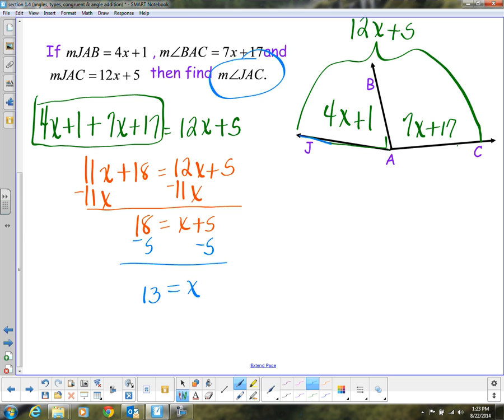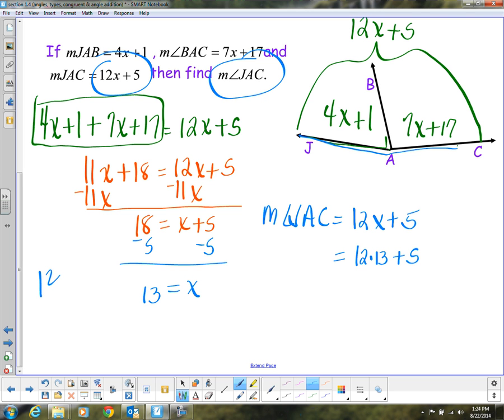So what did they ask us to find? They asked us to find JAC. The measure of angle JAC happens to be 12x plus 5. So since I found my x, that's going to be 12 times 13 plus 5. And I don't know what 12 times 13 is. 6, 3, 2, 1. This is going to be 156 plus 5, or it is 161 degrees.